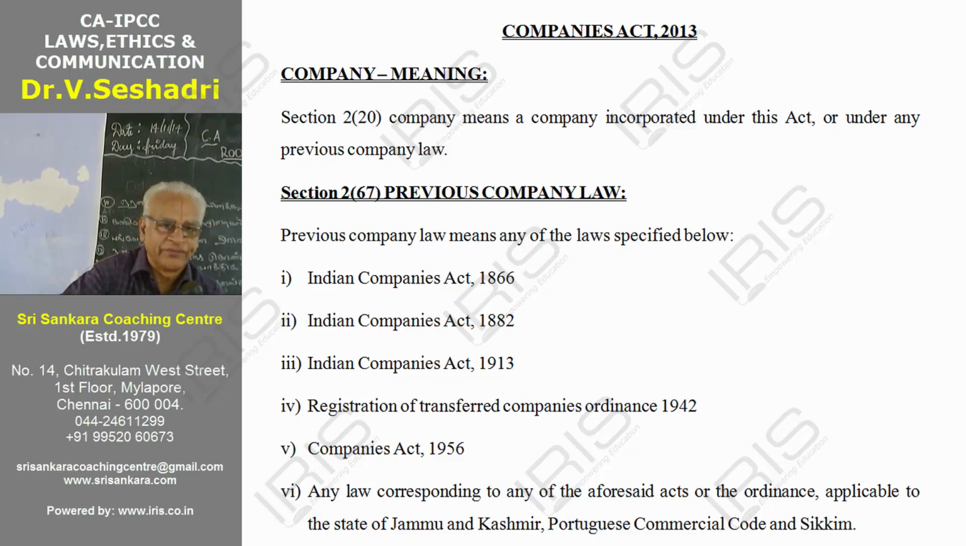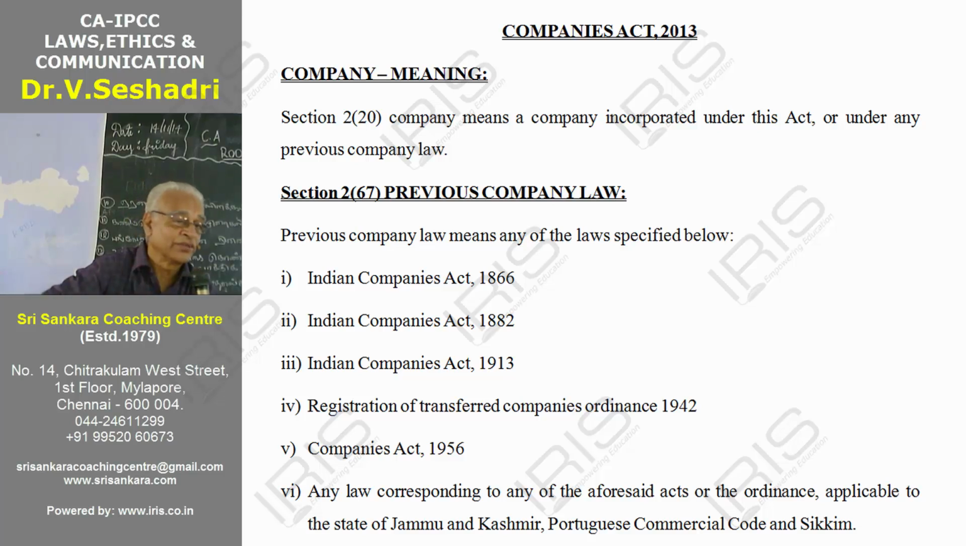There is a difference between the definition of company given in the 1956 Act and the definition given in the 2013 Act. The difference is only by words; in substance, they are one and the same. In the 1956 Act, a company was defined as a company formed and registered under the Act or an existing company. Then an existing company has been defined as a company which was incorporated under any of the previous company laws. Then previous company has been defined.